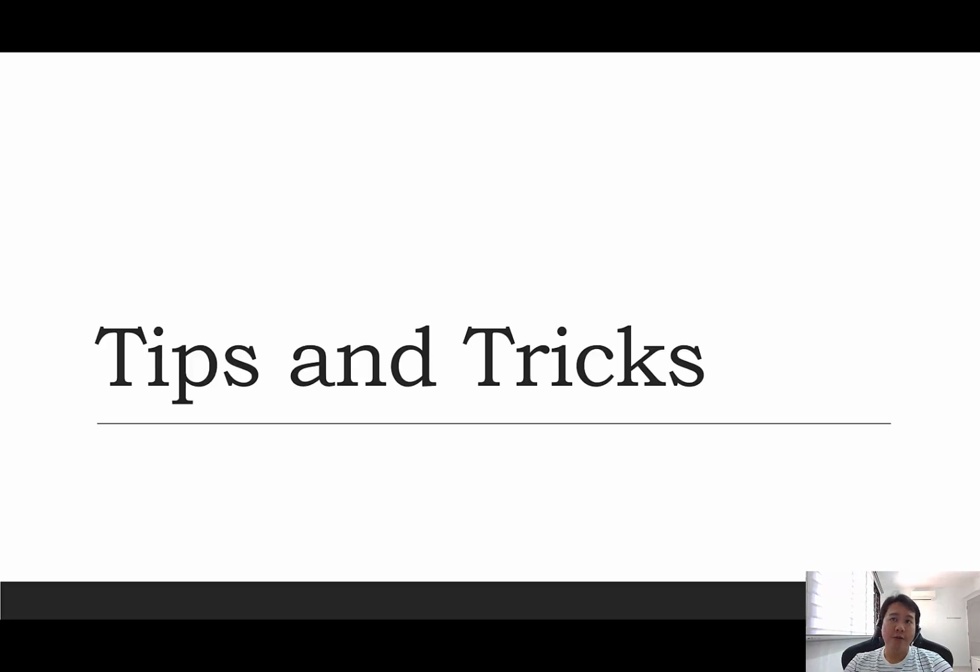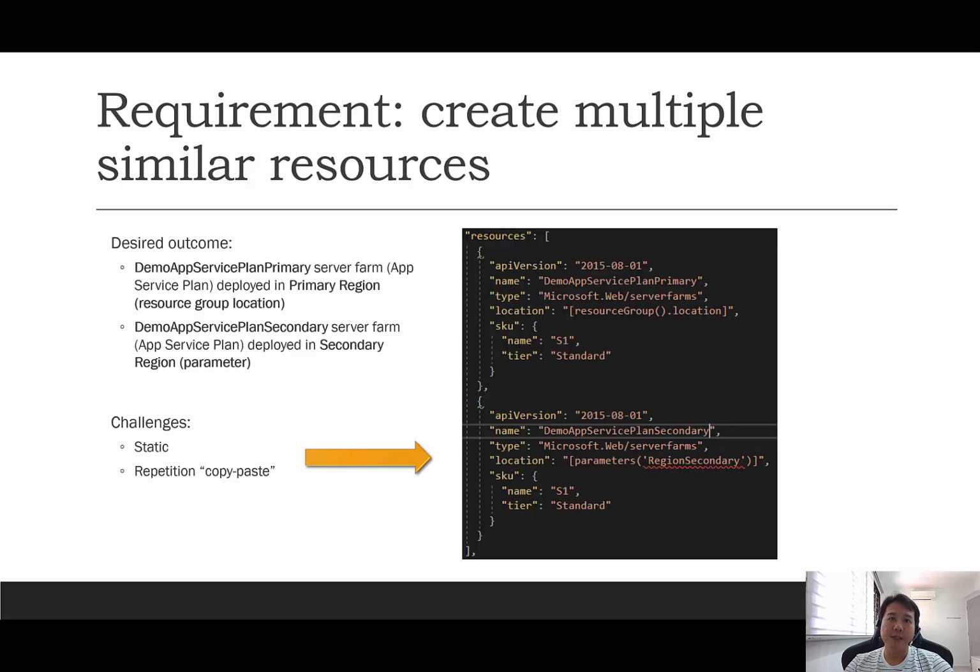Okay, let's talk about some of the tips and tricks which may help you when dealing with the ARM template. Let's say you would like to create two app service plans which are deployed in two separate regions. The simplest way to do that is to create a resource and then copy and paste that to a second one. Well, that's not really a big deal if you only need to provision two resources. But what if you need to provision a lot more? And we all know that copy and paste is not the best technique.